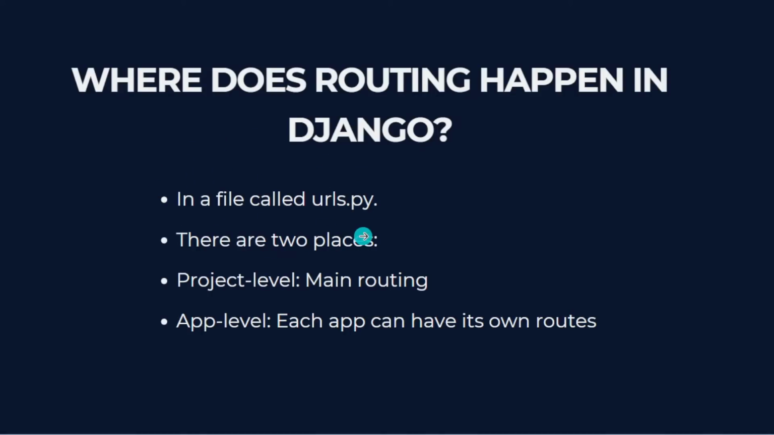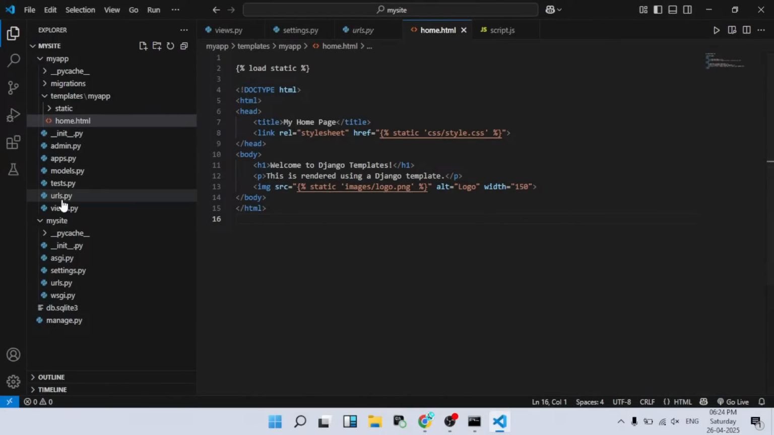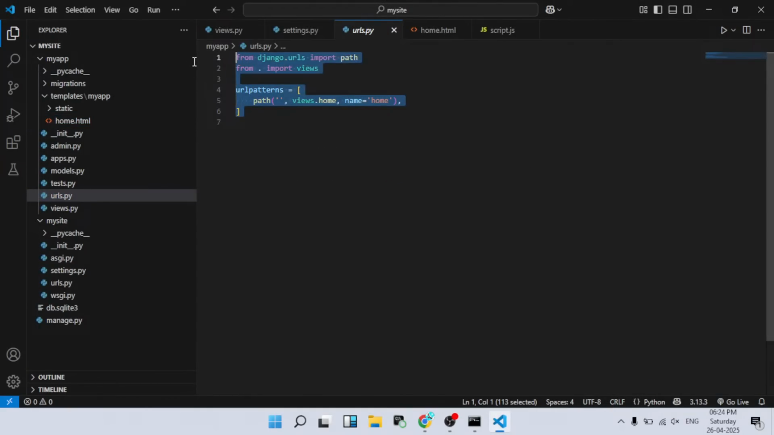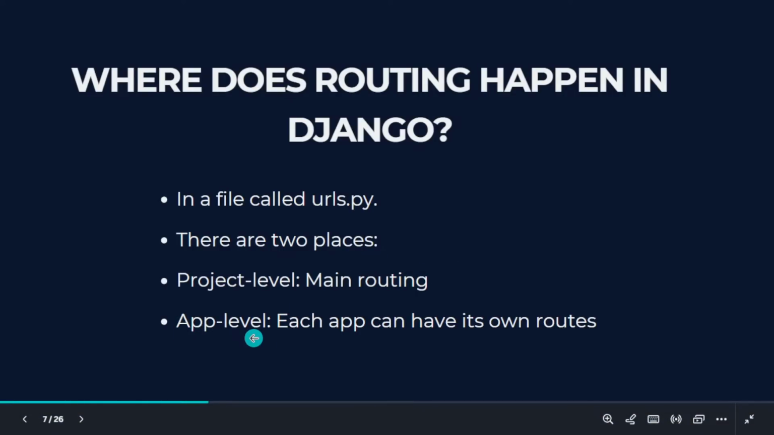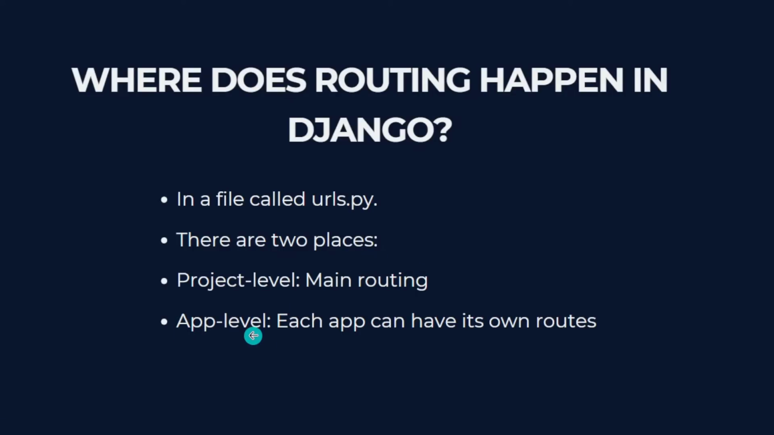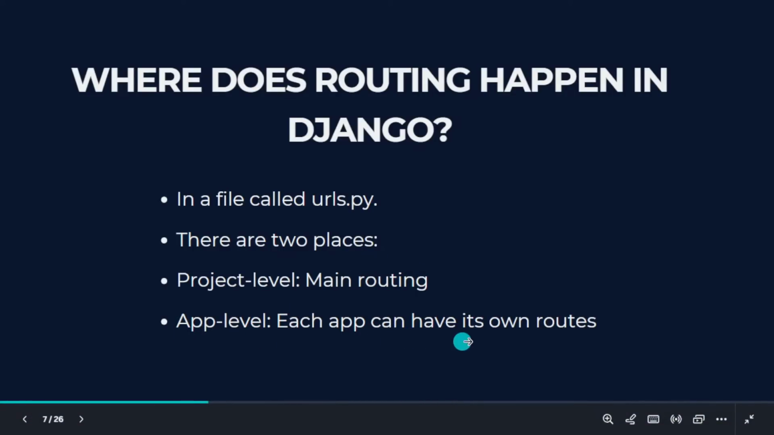In this file we did this work. In this urls.py we did this kind of thing. There are two places for urls.py: one is the project-level main routing, and another one is the app level. Each app can have its own routes.